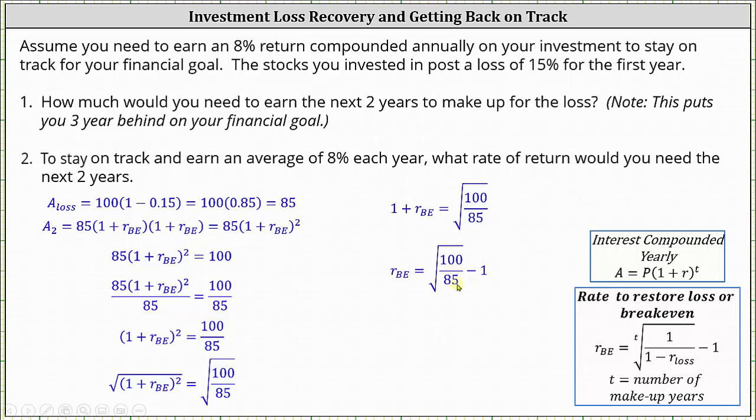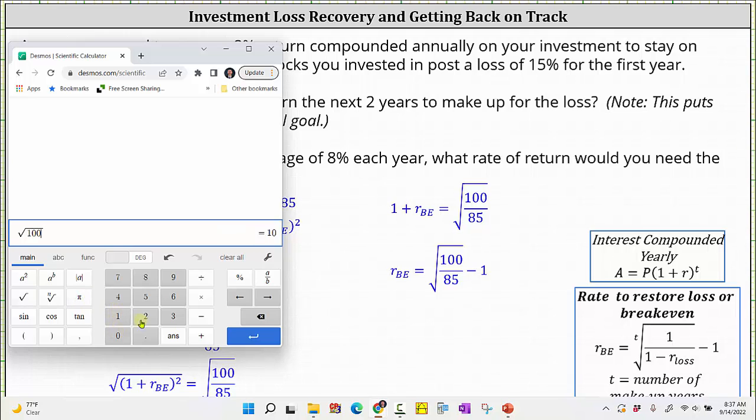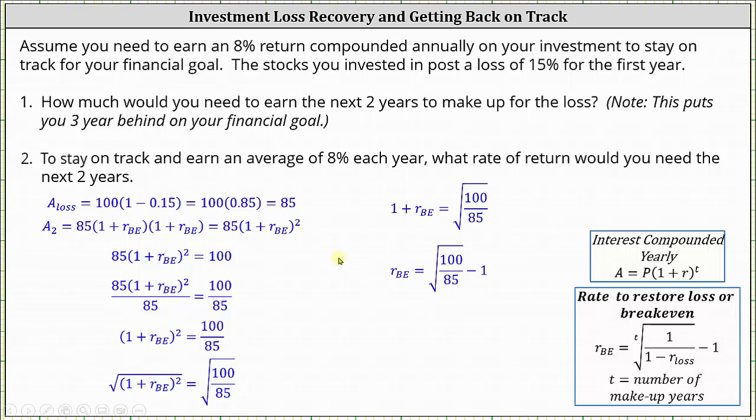And now we go to the calculator to determine the annual rate of return needed over the next 2 years to restore the loss and restore the account balance back to the initial investment of $100. We enter the square root of 100 divided by 85, right arrow, minus 1. Notice the minus 1 is not under the square root. To 4 decimal places, R sub BE is 0.0847, which gives us 8.47%. You must earn 8.47% the next 2 years in order to restore the account balance back to the initial investment of $100.